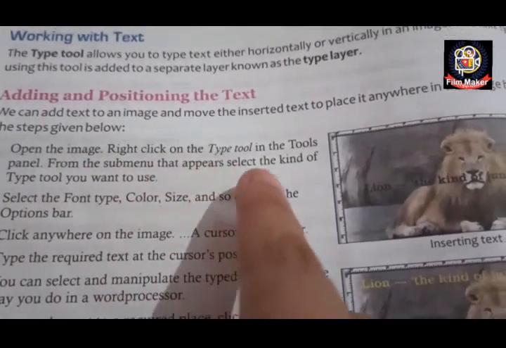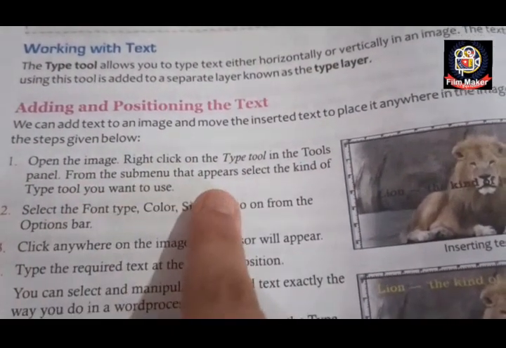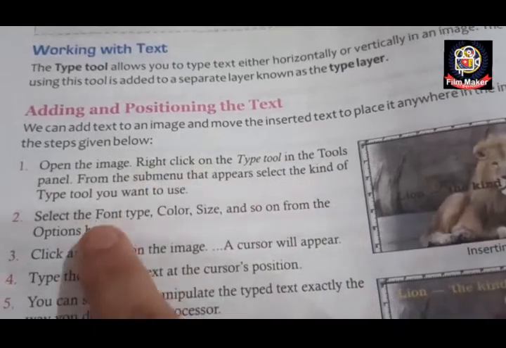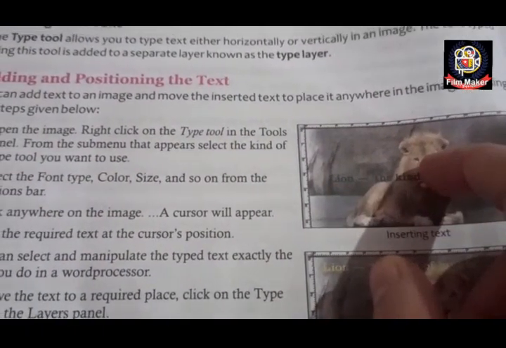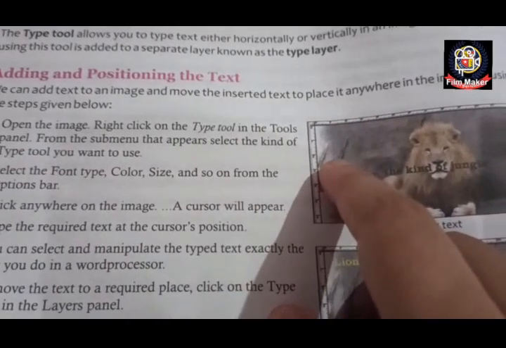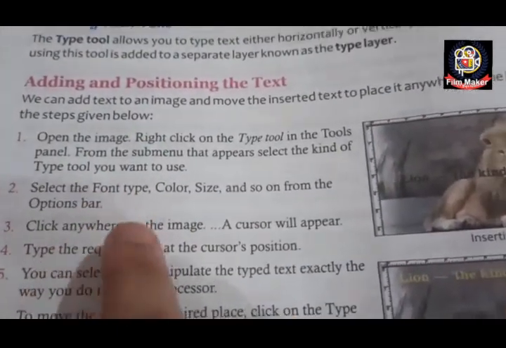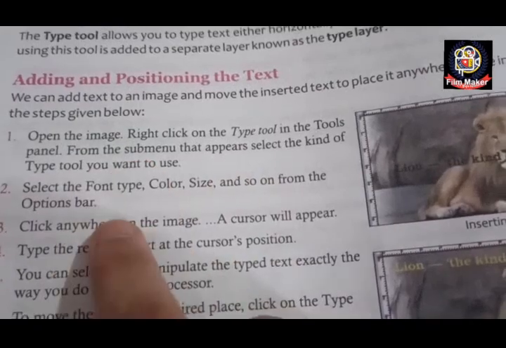Open the image, right click on the type tool in the tools panel. From the submenu that appears, select the kind of type tool you want to use. First of all, you have to open the image, and in the tool panel you have to select the type tool. Okay, now select the font type, color and size and so on from the option bar.